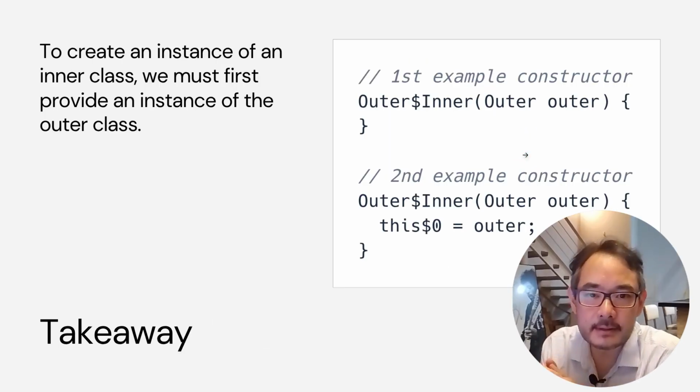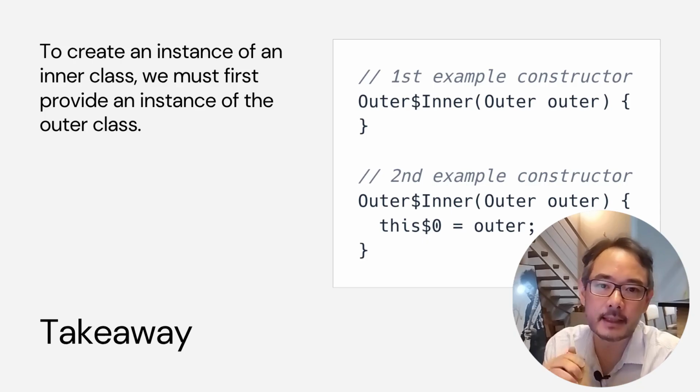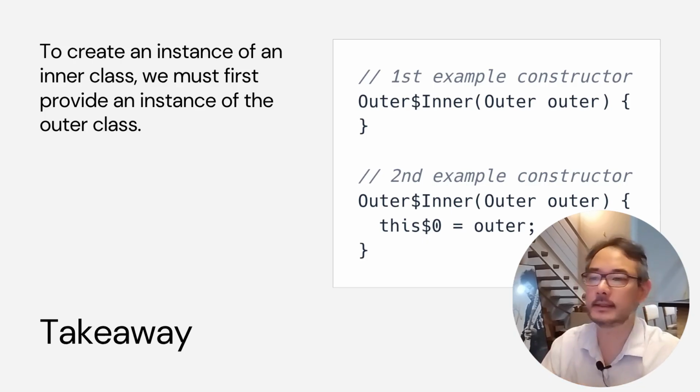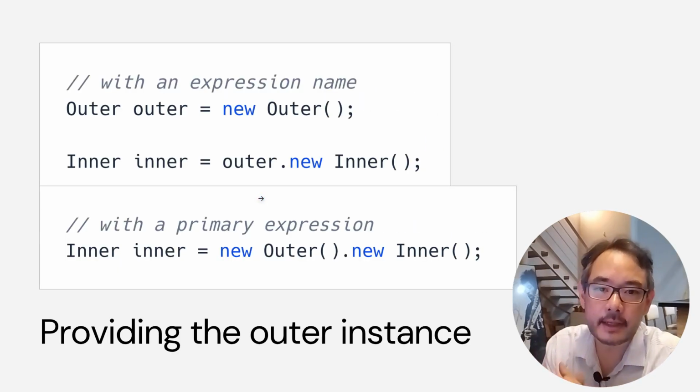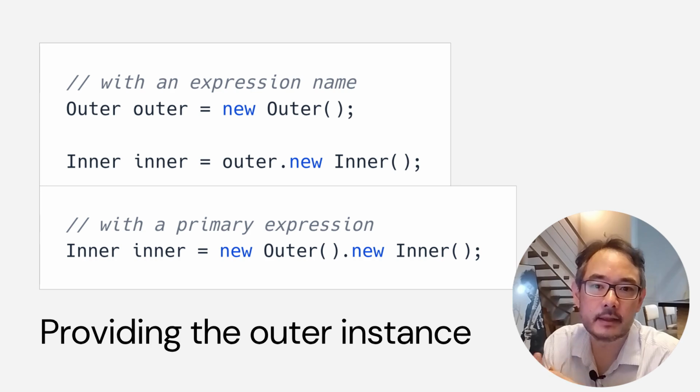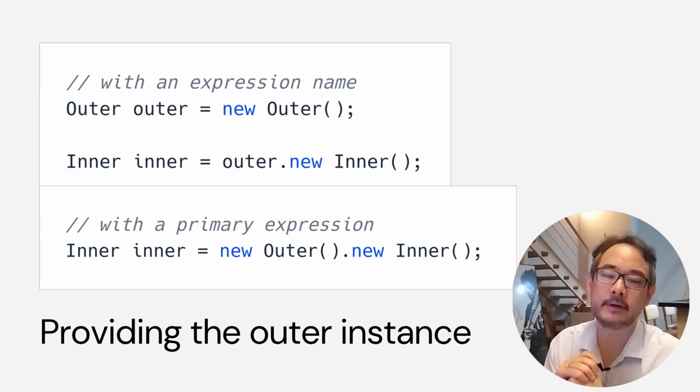So the takeaway is, to create an instance of an inner class, we must first provide an instance of the Outer class, as required by the constructors. And how do we provide the Outer instance? Please note that here we're talking at the language level, not at the class file level.